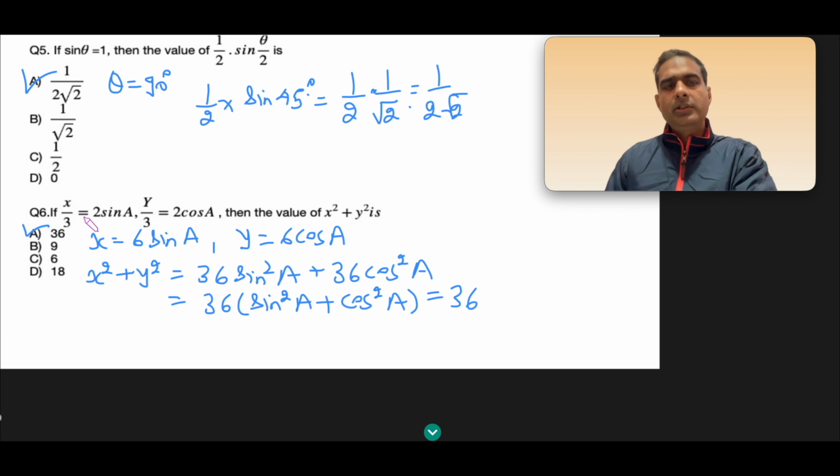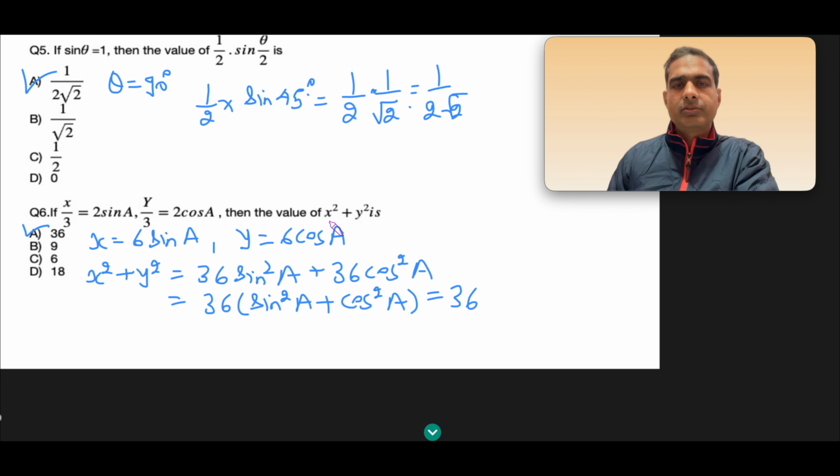So in this question, x by 3 is equal to 2 sine A and y by 3 is equal to 2 cos A was given, and the value of x square plus y square was asked. So first of all, we simplified what was given to find out the values of x and y. So we got x is equal to 6 sine A, y is equal to 6 cos A, and then we did what was asked.